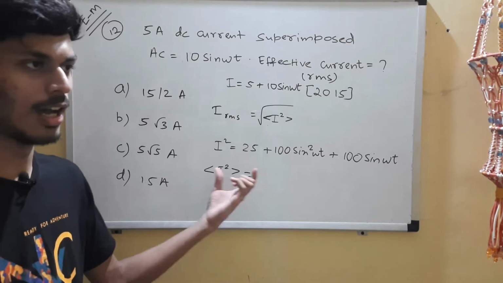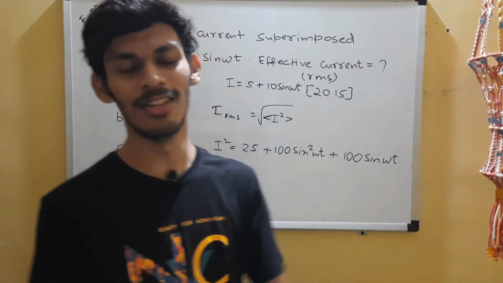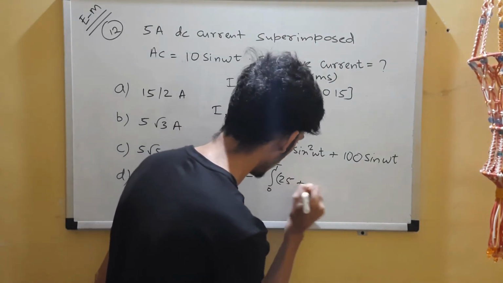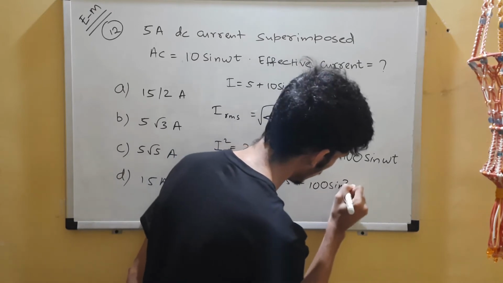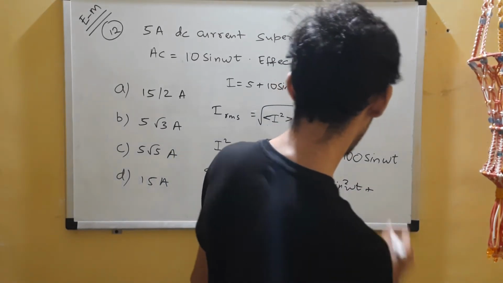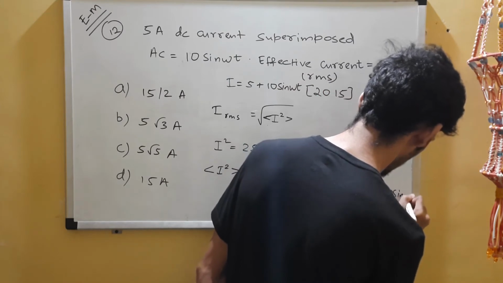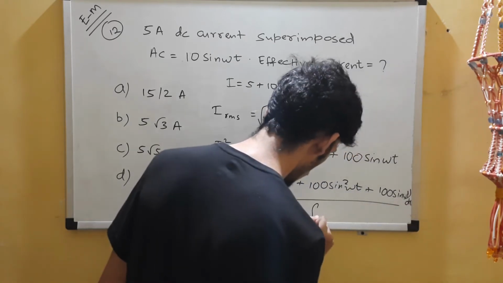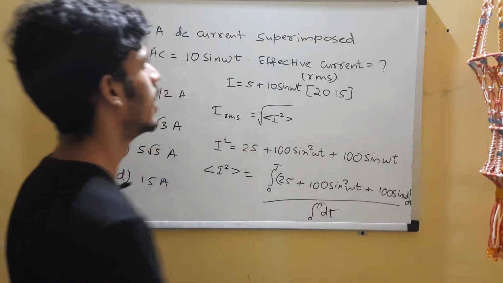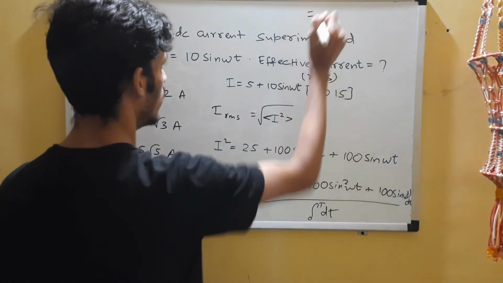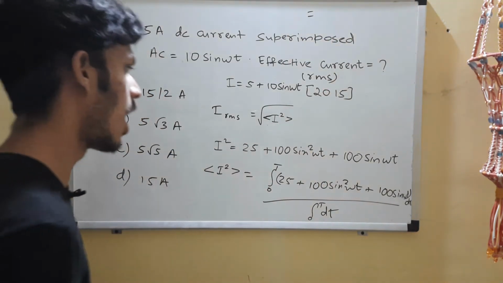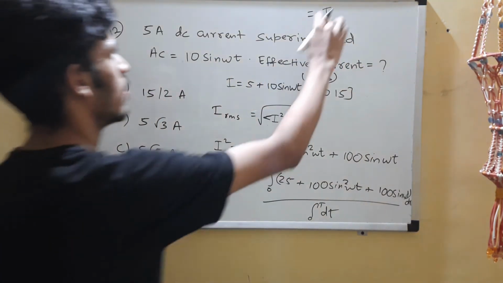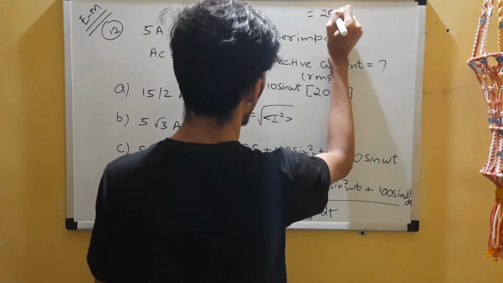How to find the mean? Again, it's a time dependent function, right? So how will we do it? Integral from 0 to T of 25 plus 100 sin square omega t plus 100 sin omega t dt, of course, divided by integral from 0 to T of dt. Where can we solve this now? We can say that 25 is a constant, it will come out of the integration sign, and that will give us the answer over here as 25T.